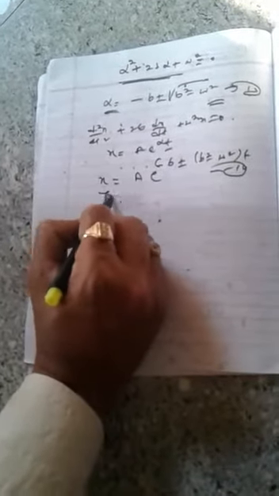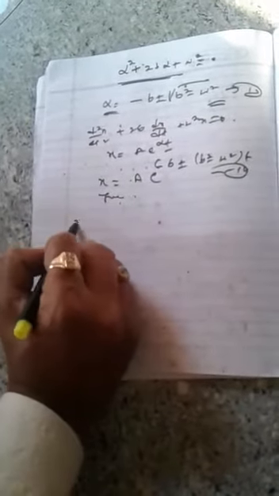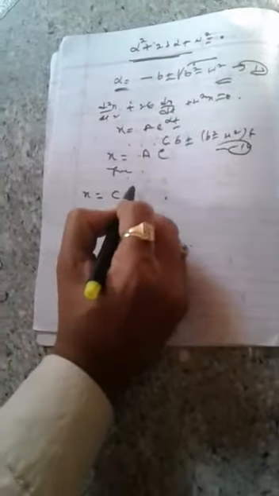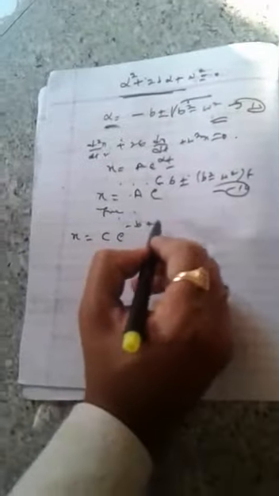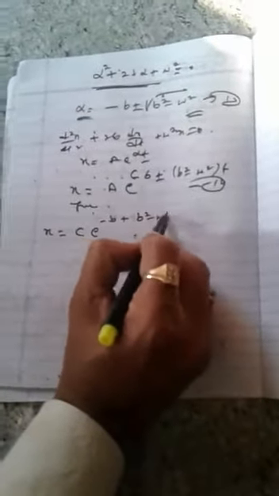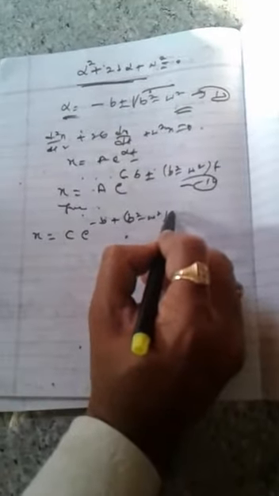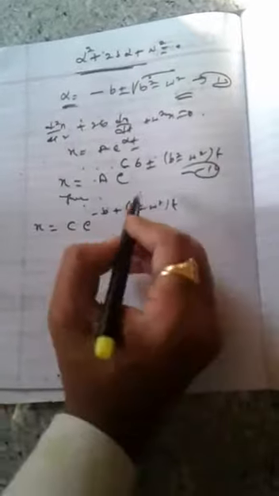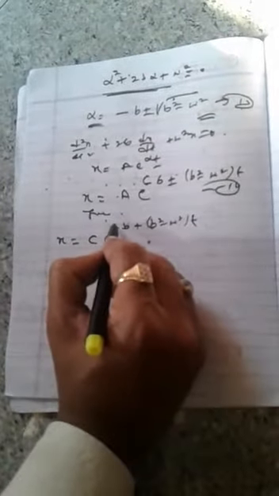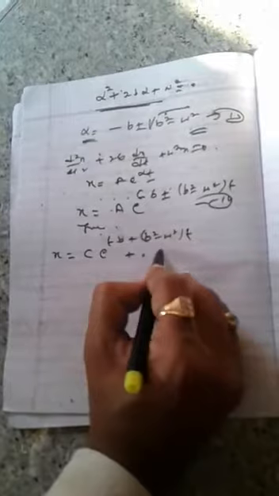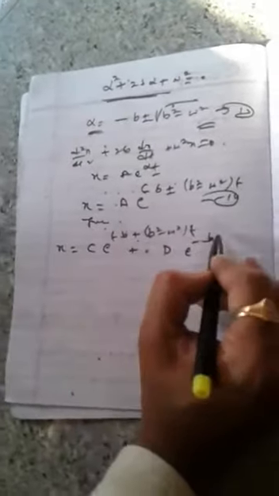So the general solution for the above equation can be written in the form of x is equal to c e to the power of minus b plus square root of b square minus omega square into t, plus d e to the power of minus b minus square root of b square minus omega square into t. Okay, where c and d are the constants which can be determined.